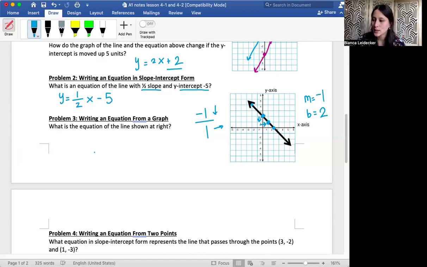So to write this as an equation, we will write it as y equals -1x plus 2. And that's it.